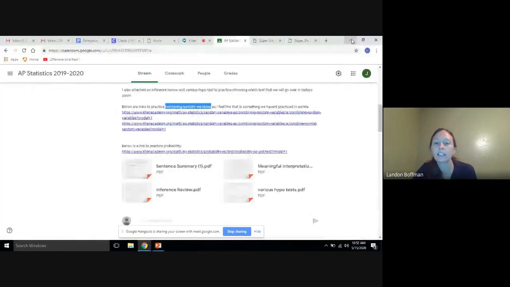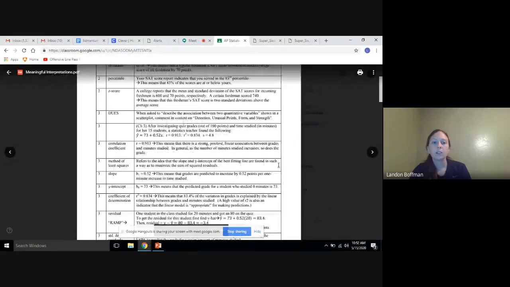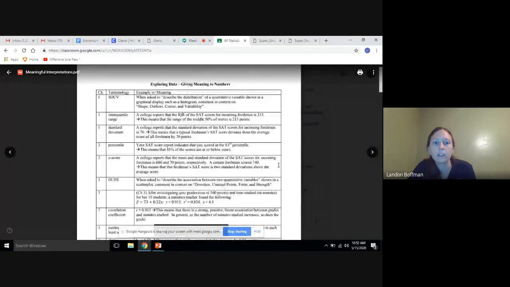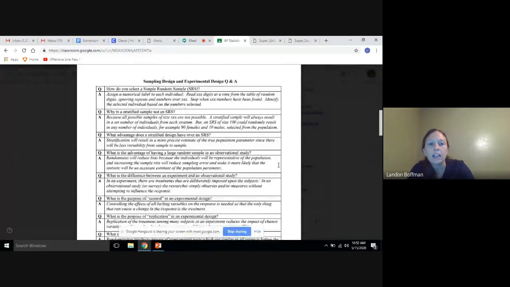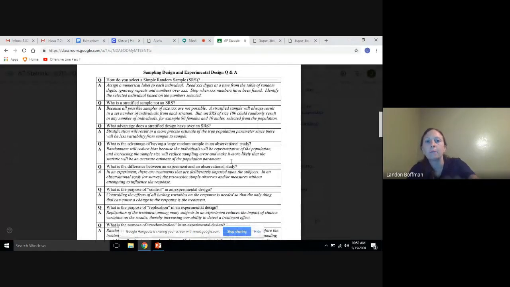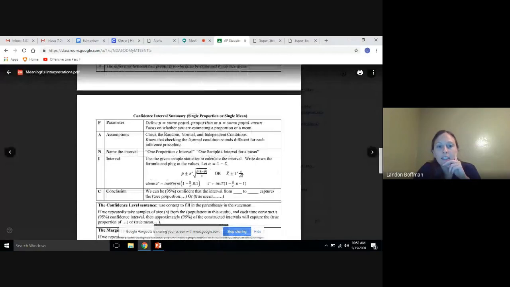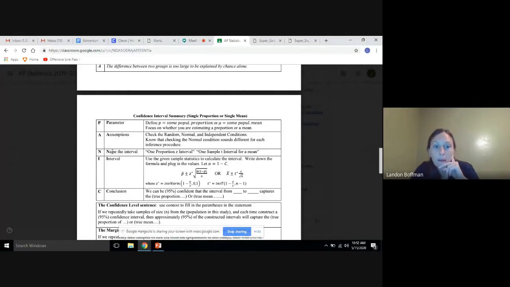And then the last thing is I put these interpretations. That's this one, I didn't make this. Okay, so if you look, here's just a bunch of definitions. Here's stuff about sampling and experimental design, like chapter 4. And then this is like state, plan, do, conclude, but they call it PANIC.